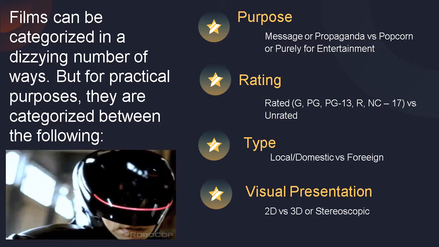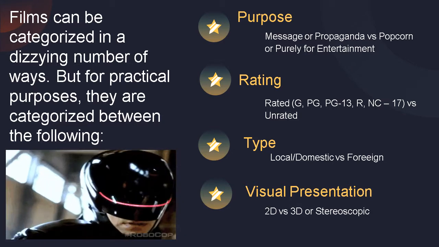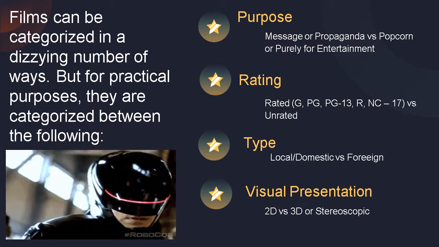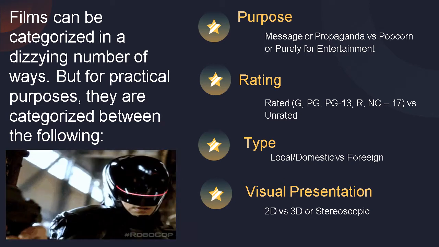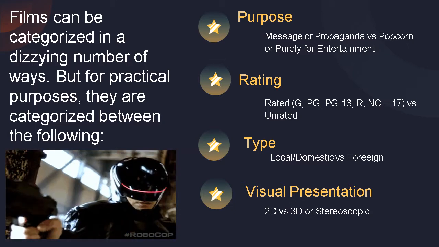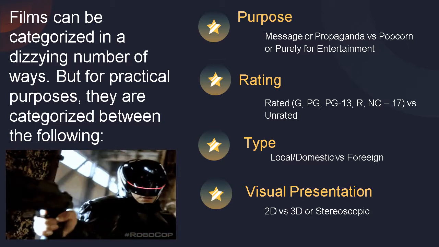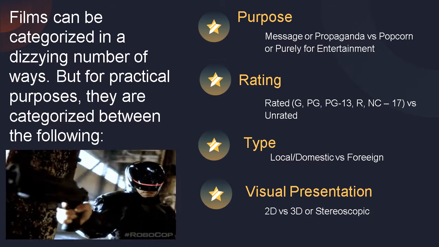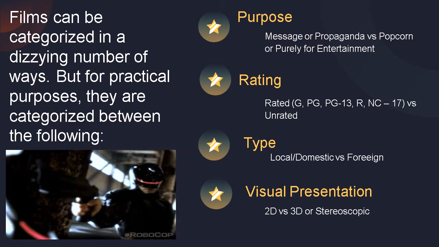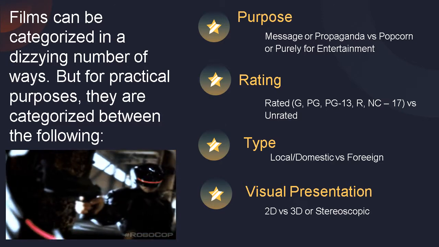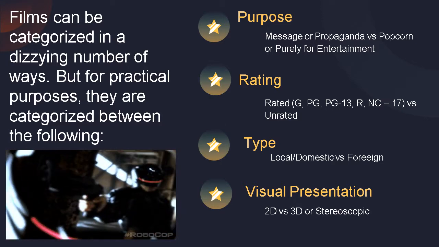Next one is type. Is it local or domestic versus foreign? Pag sinabi nating local or domestic, dito lang sa Pilipinas. Pag sinabi nating foreign, ito ay mga movies or films sa ibang bansa. The fourth one is the visual presentation. Sir, ito po ba ay ano po yung 2D and 3D or stereoscopic? Yun yung mga type ng films. Pag 2D, flat lang. Pag 3D, yung parang damang-dama mo talaga, kitang ramdam na ramdam ng mata mo na parang totoo yung pinapanood mo.